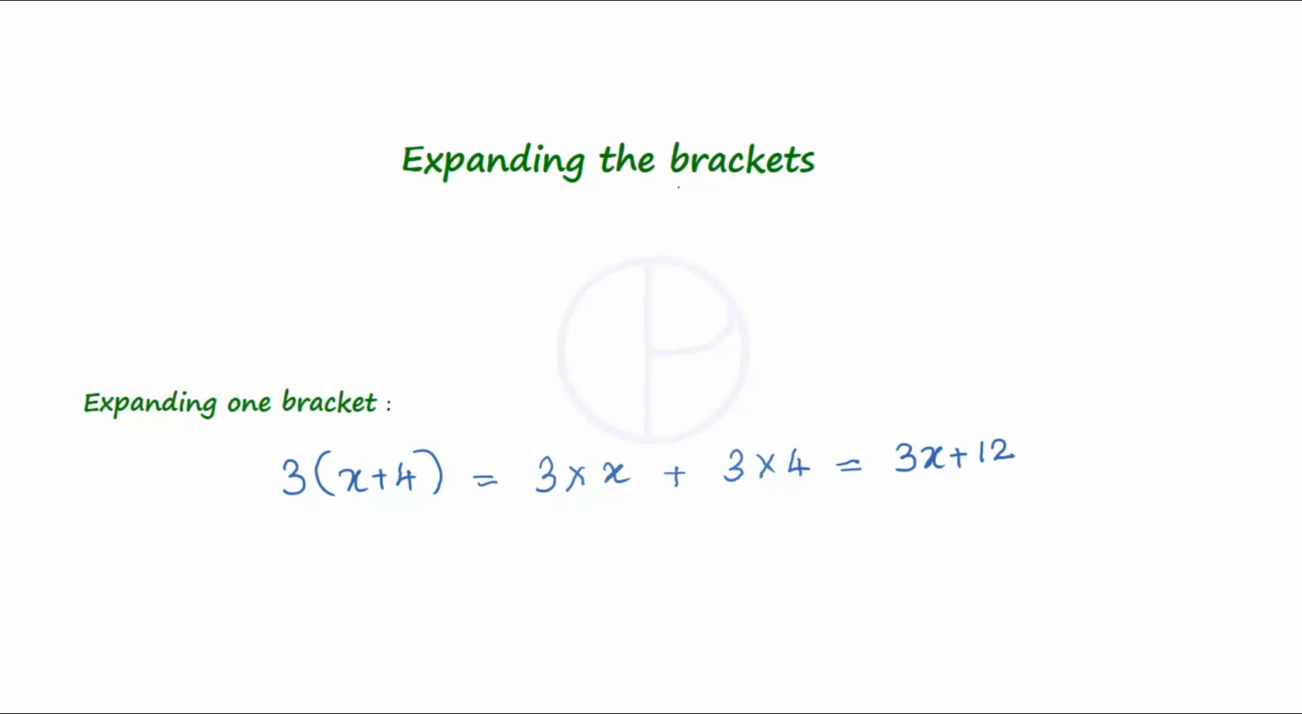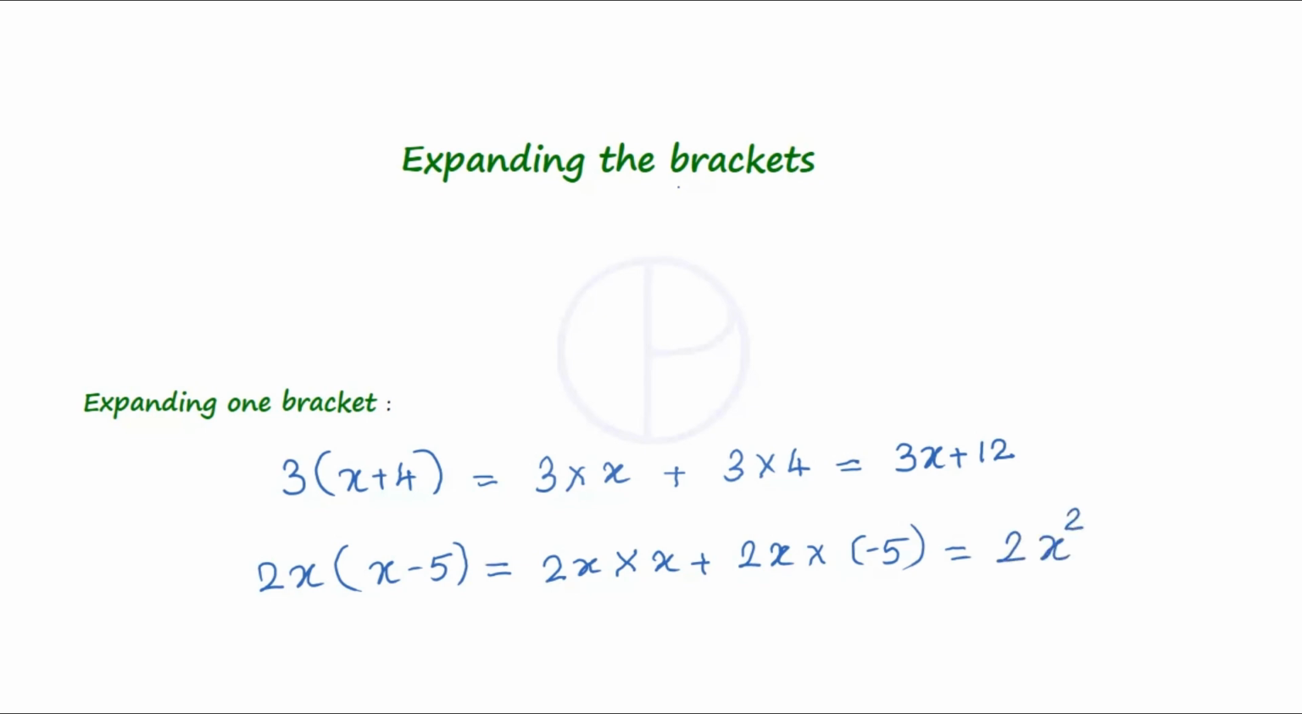Let's do some more examples. Be careful with signs. Now let's expand this bracket. 2x multiplied by x, plus 2x multiplied by minus 5, is equal to 2x squared. Remember, x multiplied by x is x squared. Minus 2x multiplied by negative 5 gives negative 10x.